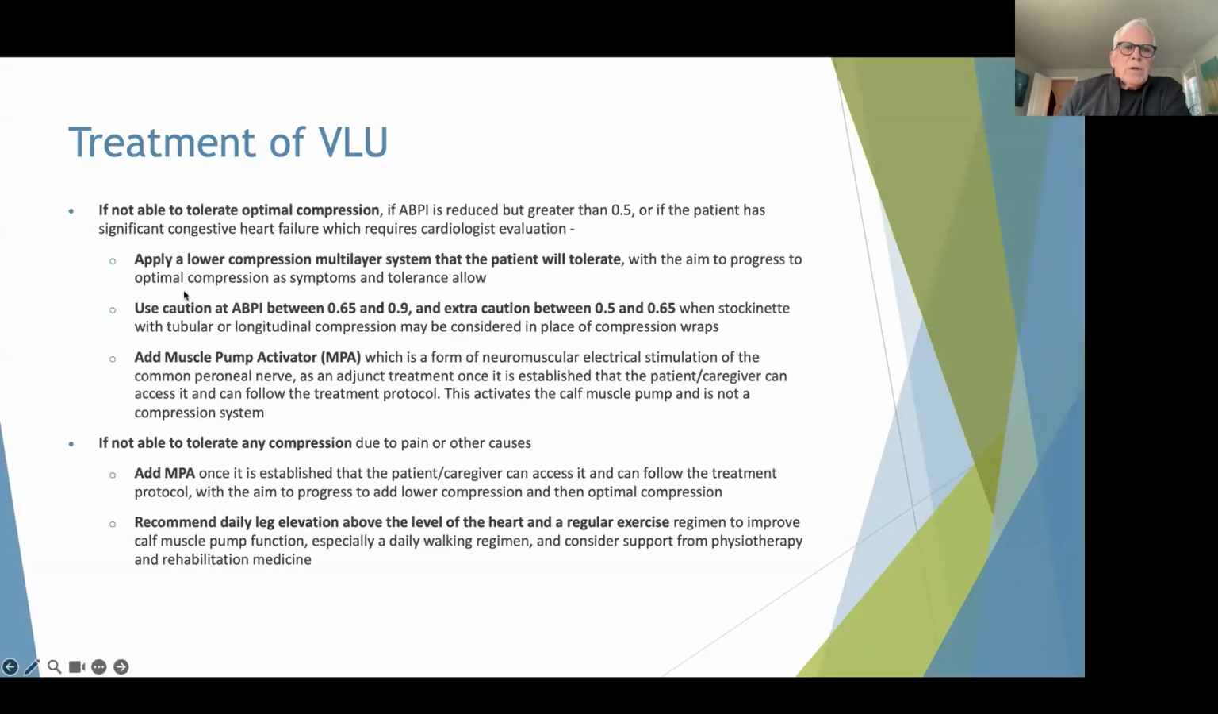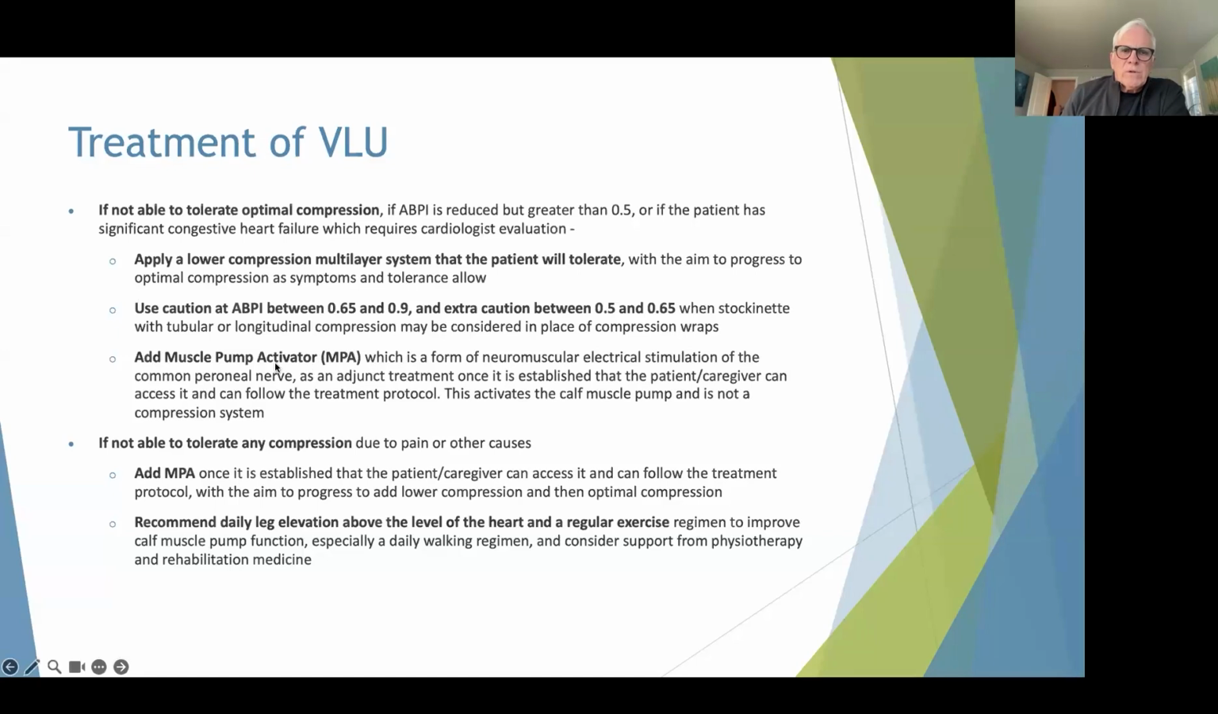So here what you look at is going to a lower level of compression, using one of the so-called light systems of compression in the multi-layer systems. And you'll do that as long as their ABPI is above 0.5, and obviously with more caution the lower it gets. But if you come to that, then the next point is you do that plus you add in the muscle pump activator. So you're unable to use optimal compression, but you're doing something, and you can improve it further if you use the muscle pump activator.